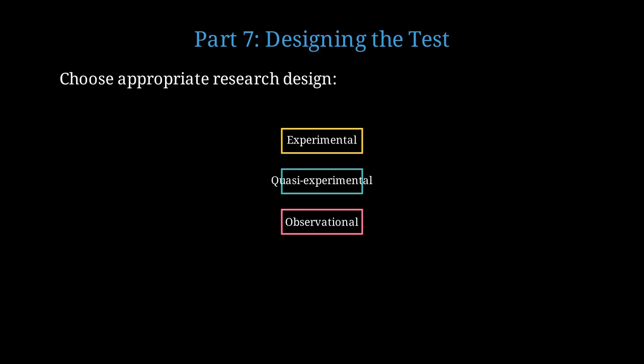Now we design the actual study to test our hypothesis. First, choose a research design appropriate for your hypothesis. Options include experimental designs with random assignment, quasi-experimental without randomization, or purely observational studies. Control for confounding variables that might offer alternative explanations.